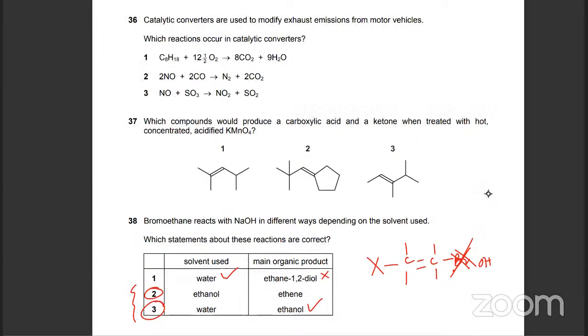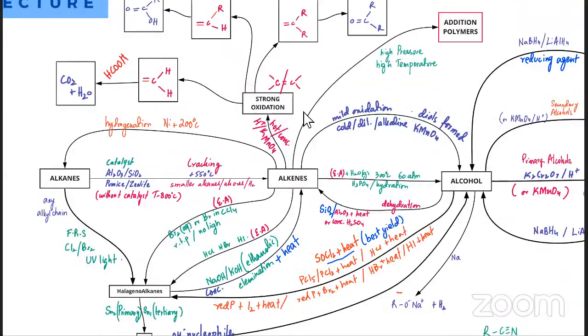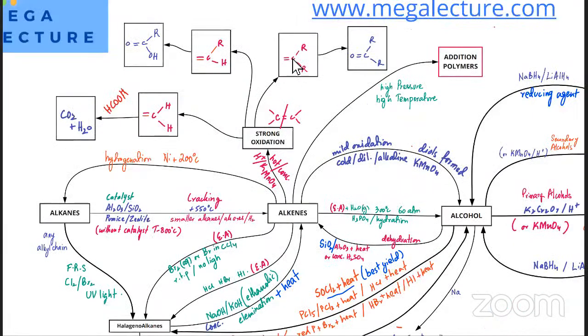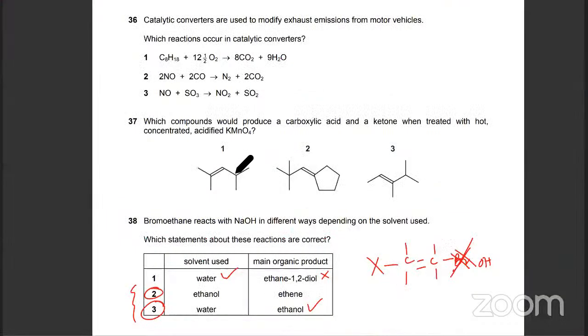Then next, which compound would produce a carboxylic acid and a ketone when treated with hot concentrated KMnO4? So this is strong oxidation. What happens in strong oxidation? Your double bond breaks completely, and a carbon with 2 carbon chains turns into a ketone, a carbon with 1 carbon chain turns into a carboxylic acid, and a carbon with no carbon chains, just 2 H's, will turn into carbon dioxide and H2O. So in this oxidation, the double bond will break.